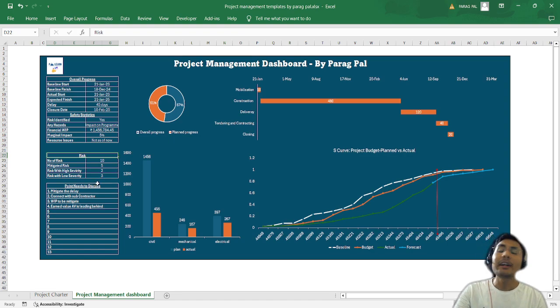Now, the points that need to be discussed in the project review are also captured here, such as mitigating the delay. How can we mitigate this delay? That's the first discussion we need to have with the higher management. Is there a financial impact? Do we need to take any hit in the financial impact? That is something we are going to discuss.